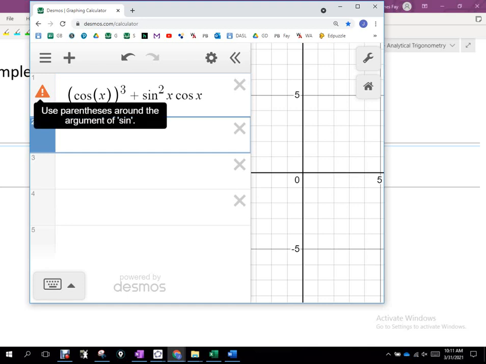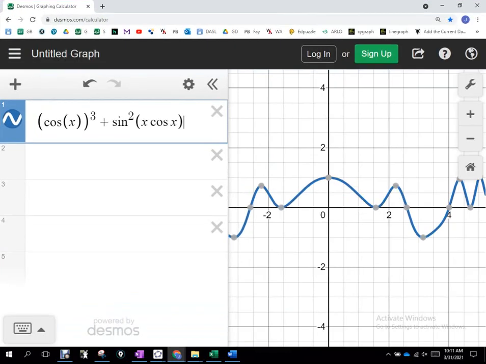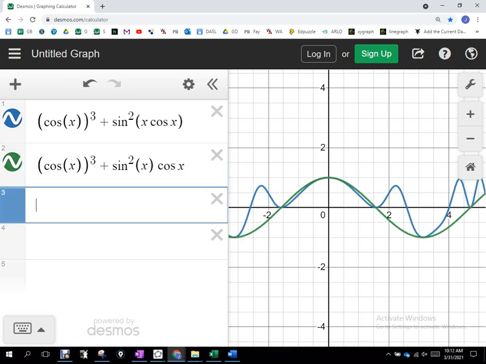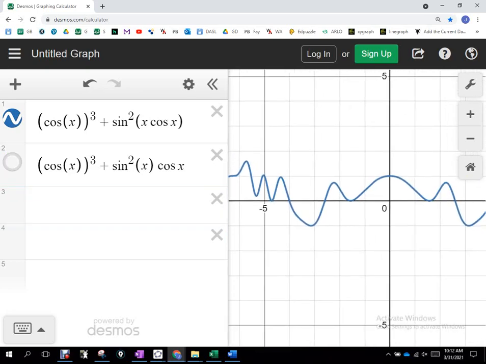It doesn't understand. Use parentheses around the argument of sine. When I didn't put parentheses around this, it doesn't know whether I should have parentheses around the x or around that. Does that make sense? Because that graph, because of what's in the arguments, is completely different than if I would have meant to put parentheses there and left them out here. Does that make sense? Okay. So just make sure you understand that the location of parentheses changes things dramatically.